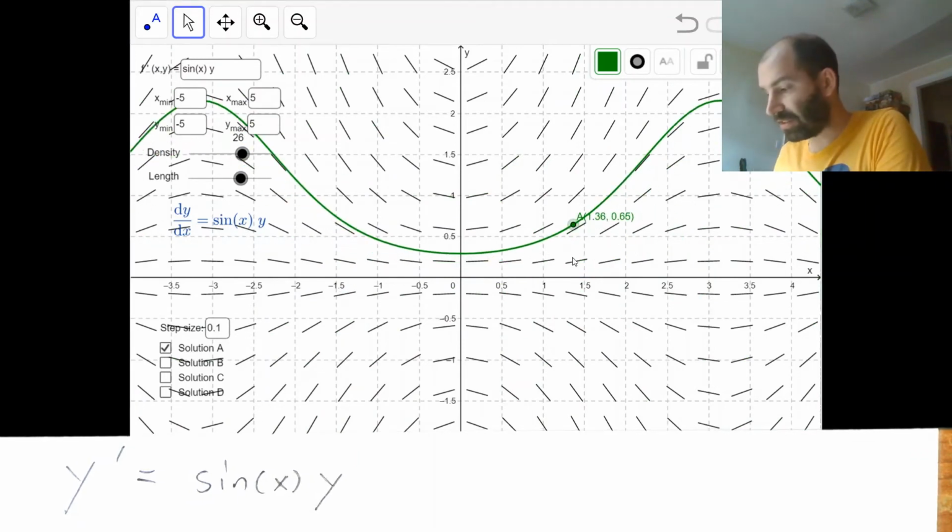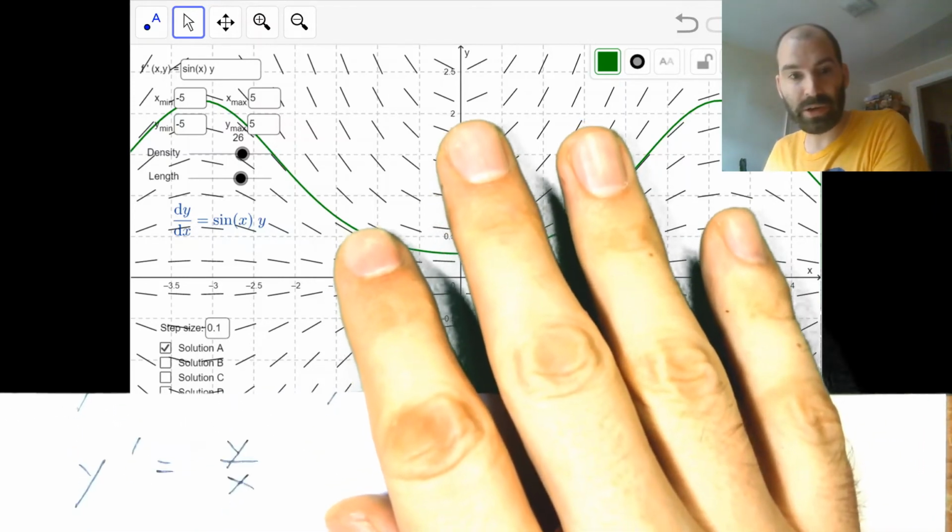I don't need to know how to solve this to know that a solution exists. The theorem is telling us that. Let's go to another one.